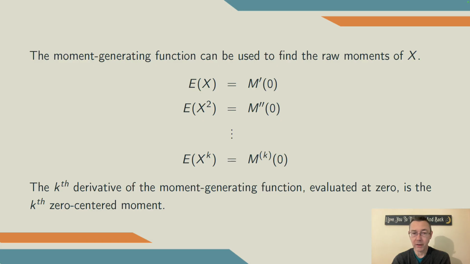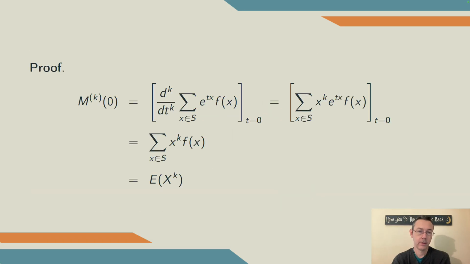The moment generating function can be used to find the raw moments of x. Again, expected value of x squared, etc. And this is the real value of the moment generating function. To say it in words, the kth derivative of the moment generating function evaluated at 0 is the kth zero-centered moment. The proof is really direct, so I'll just flash it at you without dwelling on it in depth.